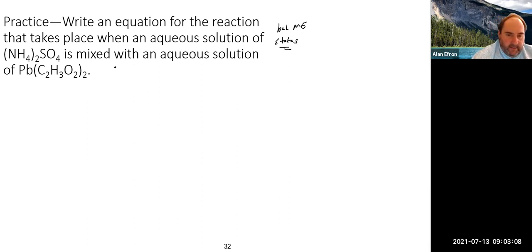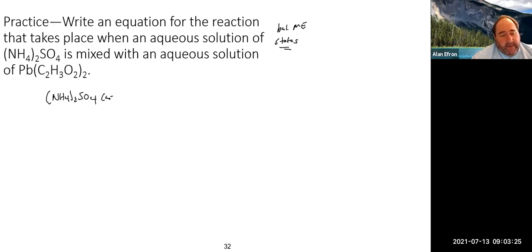Okay, let's take a look here. And again, we want to approach it the same way as we did before. So they basically gave us our reactants. So we'll start there. So that is ammonium sulfate.